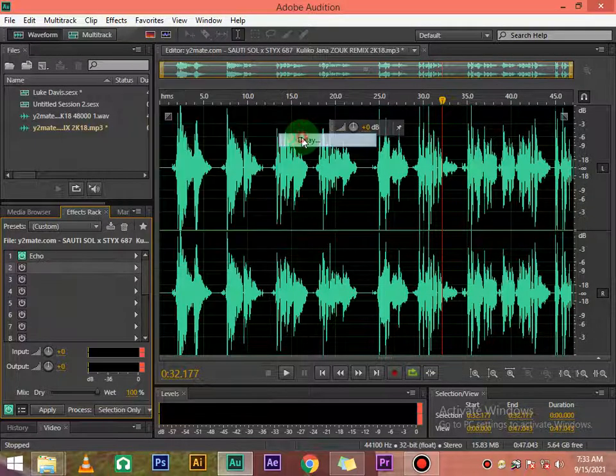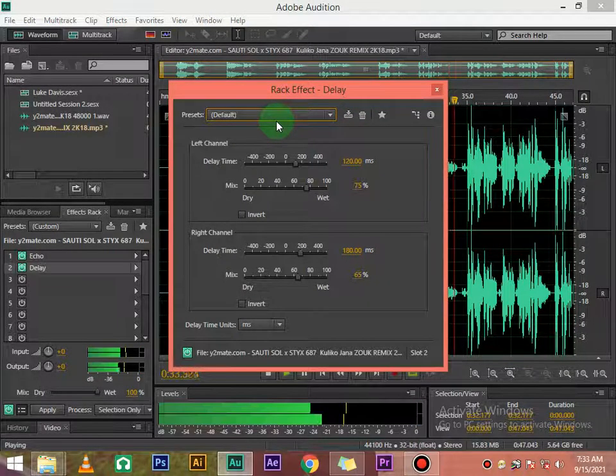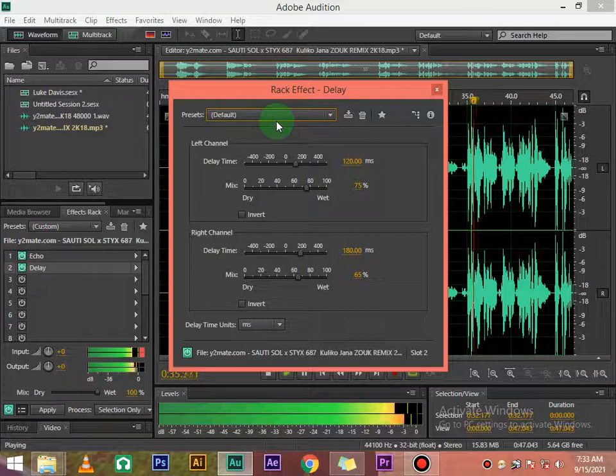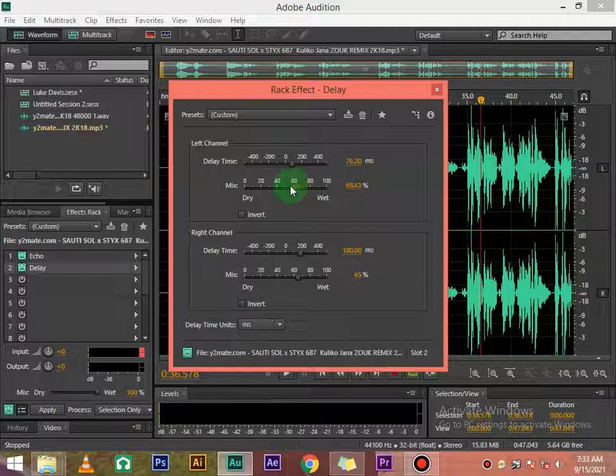Let us talk about delay. That one was echo, so let's see what delay does. Okay, this is what delay does. Delay makes the left side to be delayed, the right one to be delayed, something like that. We can also play around with it and listen to the effect.